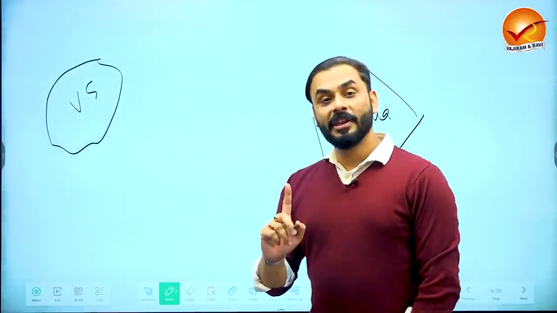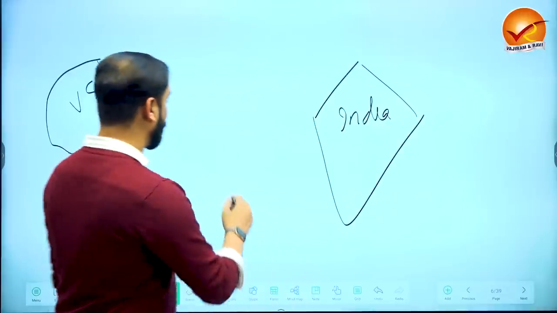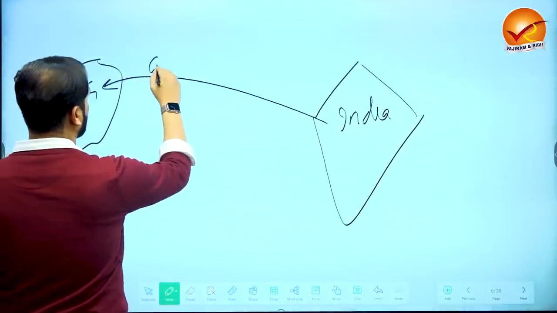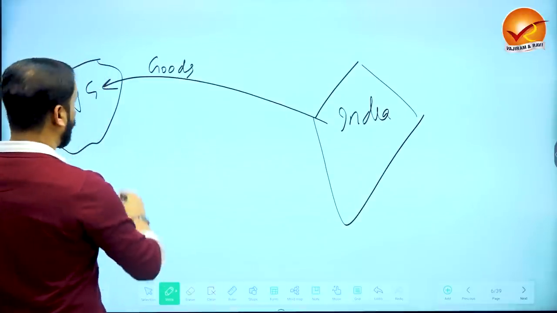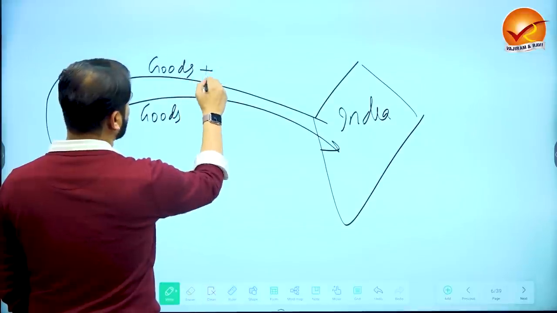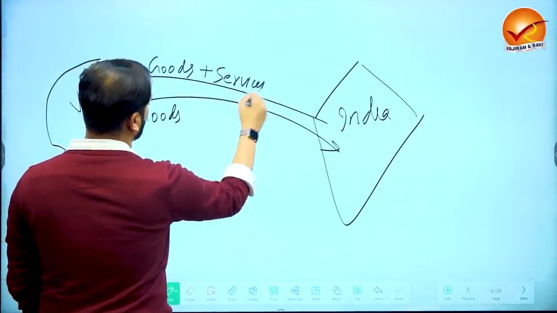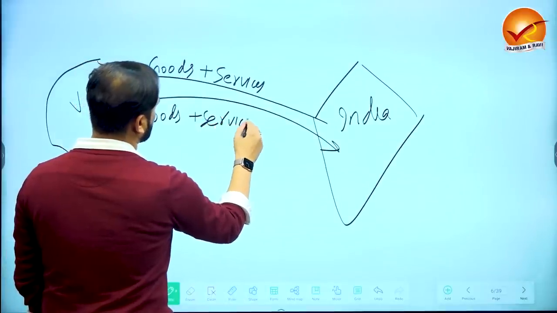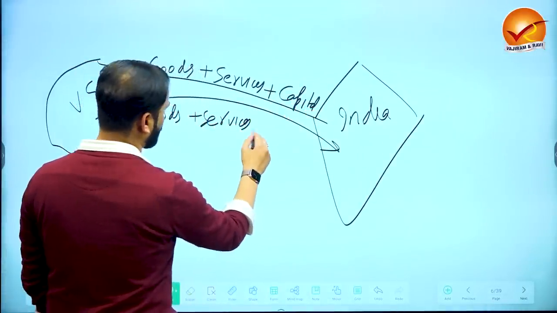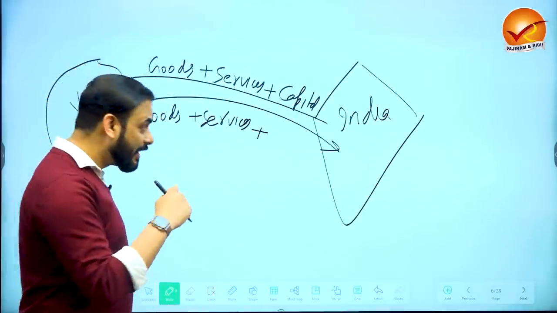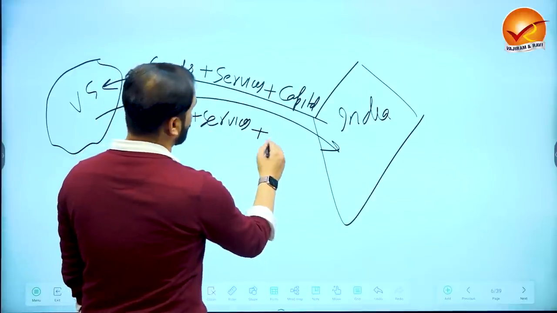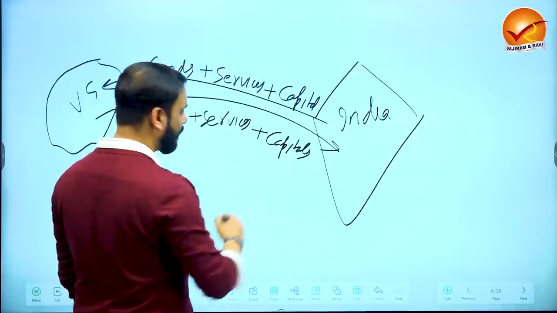Now, to understand what is the meaning of balance of payment, we have to look into a few things. So, from India, what are the things that you send to USA? Goods. What are the things that USA sends to you? Goods. Along with goods, we also sell services to US. Similarly, US also sells services to us. Similarly, we send capital to other countries, be it US or anywhere. For example, we send money, we invest in countries like USA and other countries. Similarly, USA also invests in our country.